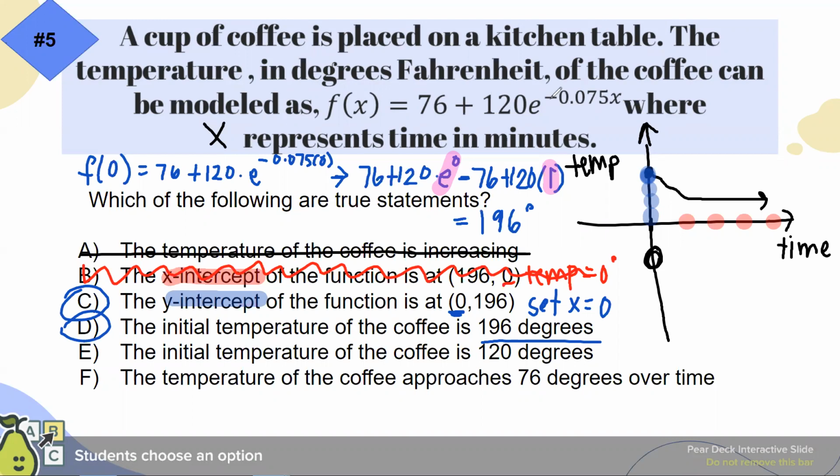Because the y-intercept is when it comes straight out of the coffee pot, the initial temperature of your coffee is 196 degrees. And since we set x equal to 0 and got that value, clearly it wasn't 120, so we can get rid of option E. And the last question says the temperature of the coffee approaches 76 degrees over time.